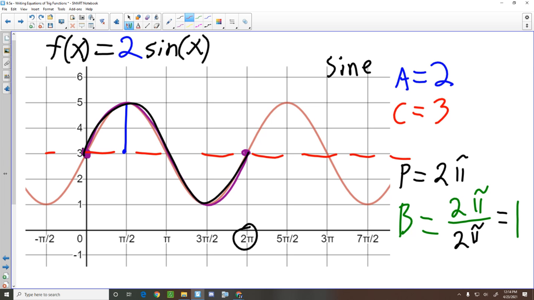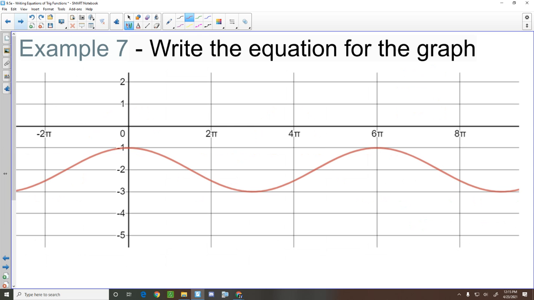Then the last thing, c is 3, so I'm just going to write that as a plus 3 because it's a positive 3 for that vertical shift up 3 units. Anybody have 2 sine x plus 3? Yes! Super easy, right? Not the worst thing in the world. All right, try one more on your own.